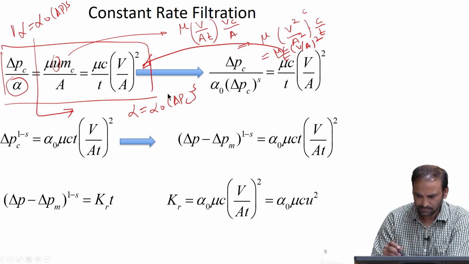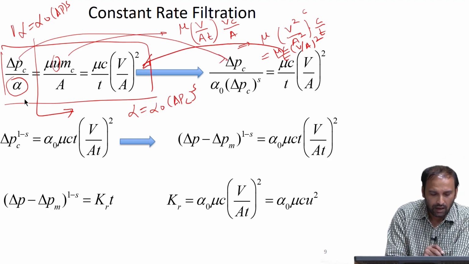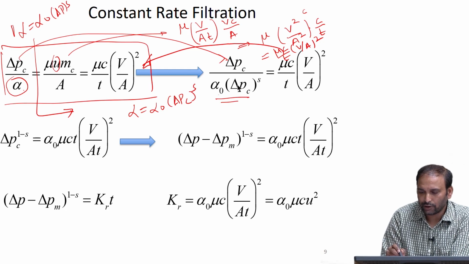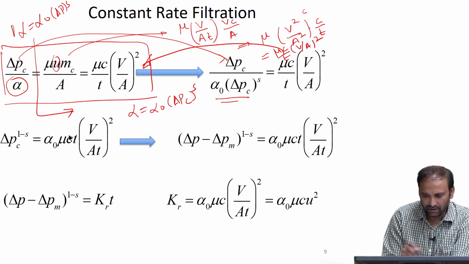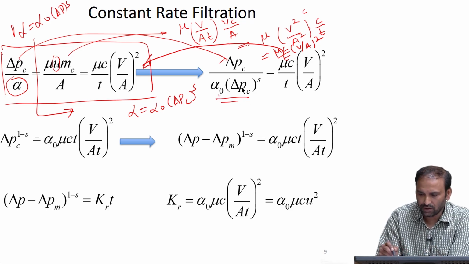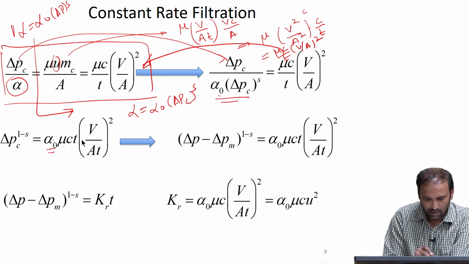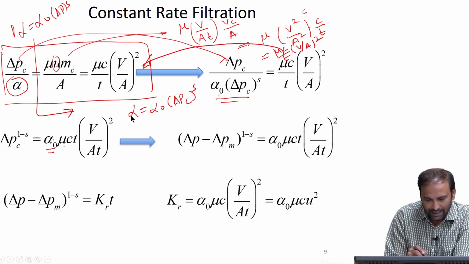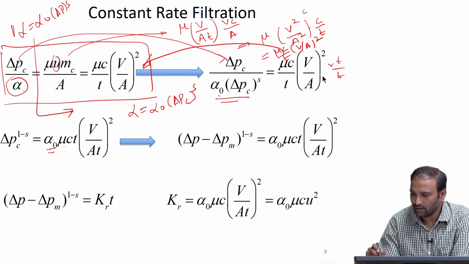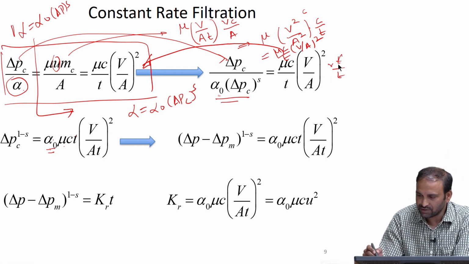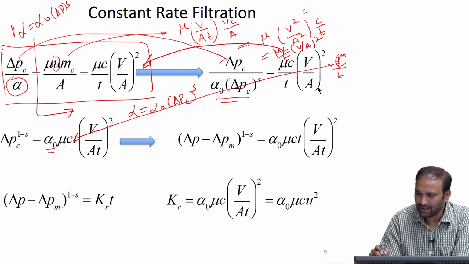I could do that. Therefore, all I am doing here is retaining delta p c, and then instead of alpha I am writing alpha naught into delta p c to the power of s. If I take alpha naught to the right hand side, I have alpha naught multiplied by mu c. What I can do here is multiply by t and divide by t. Therefore, I have t in the numerator, and I have v by a t whole square.